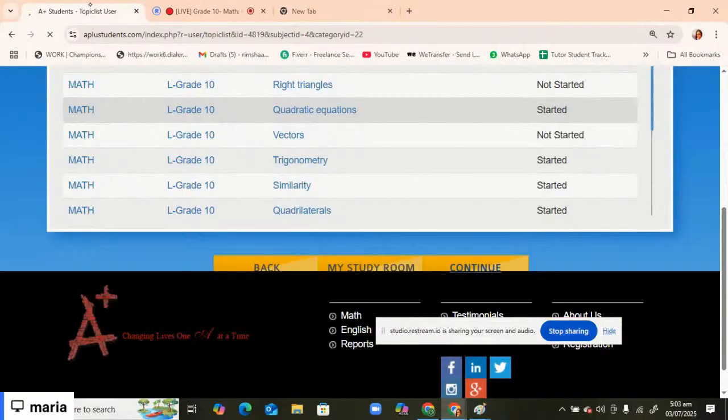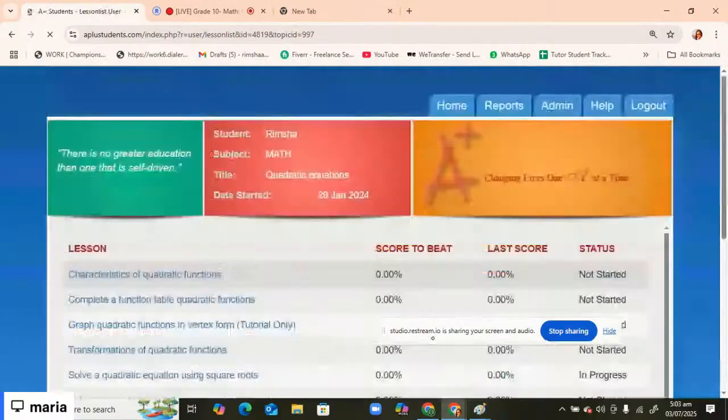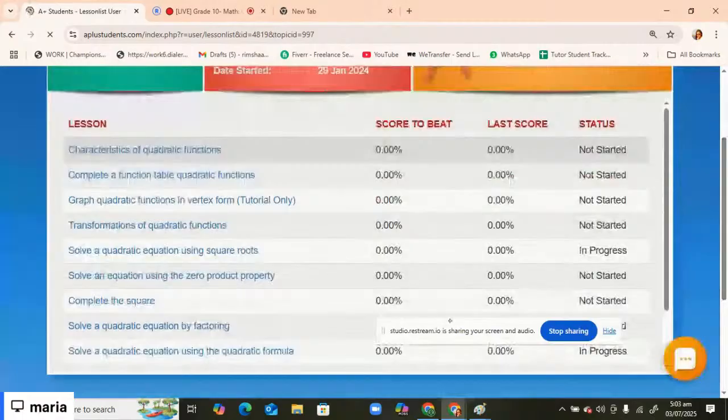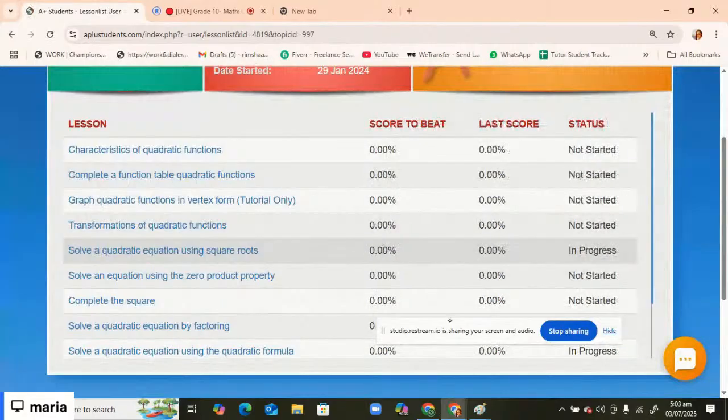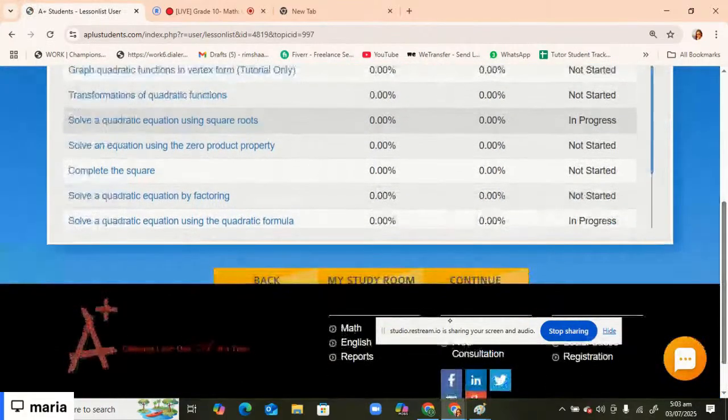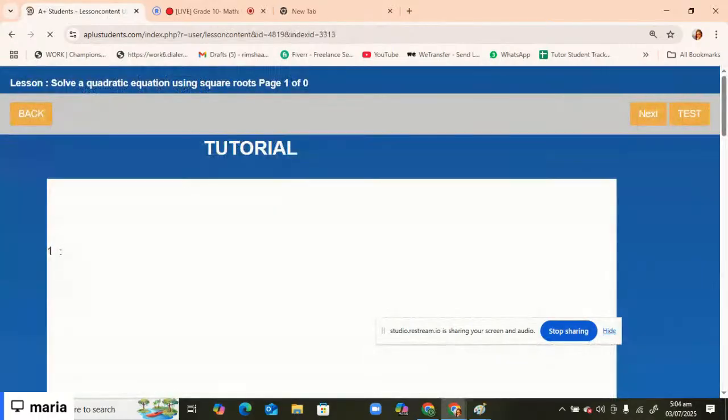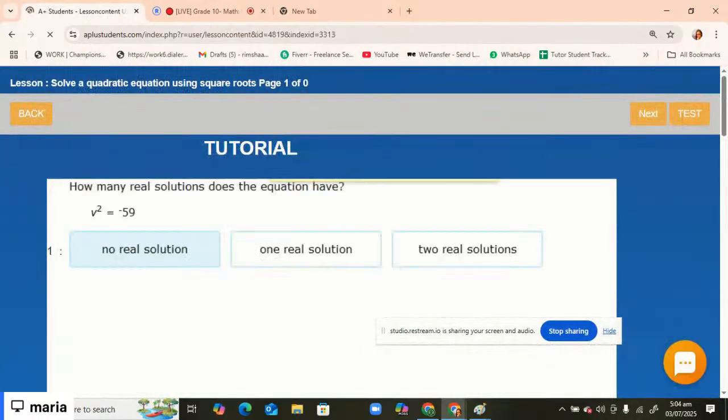Let's continue with the list of the lessons. We already covered the first four, so let's start this one: solve a quadratic equation. How many real solutions does the equation have? This is v square equals minus 59.